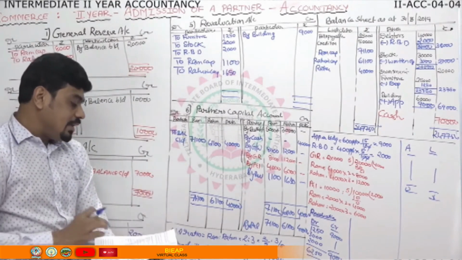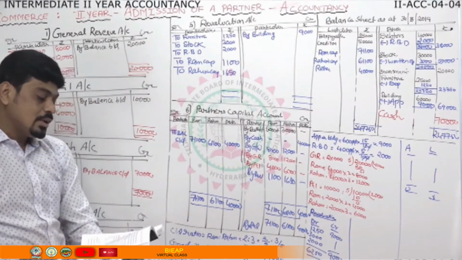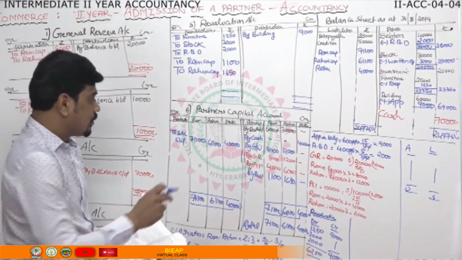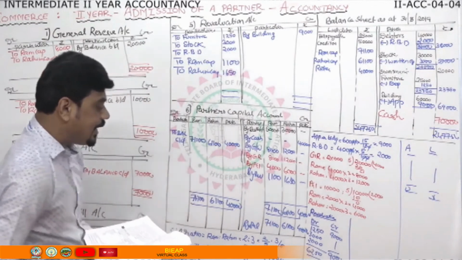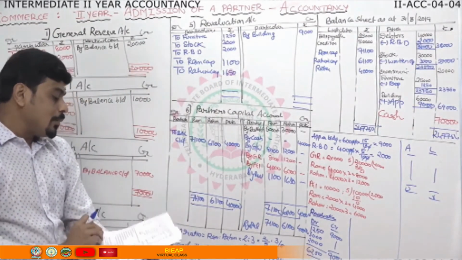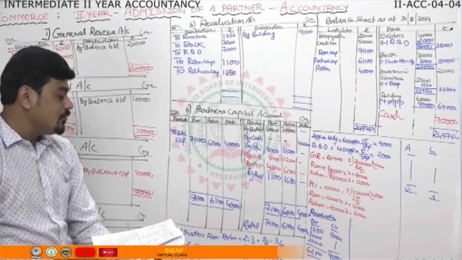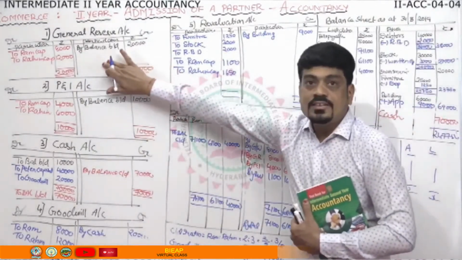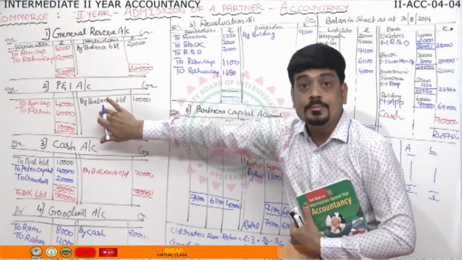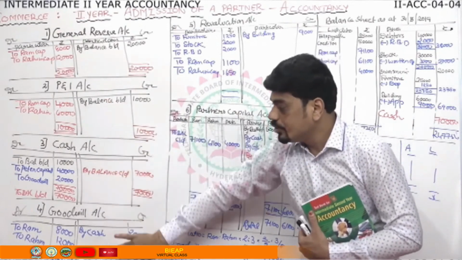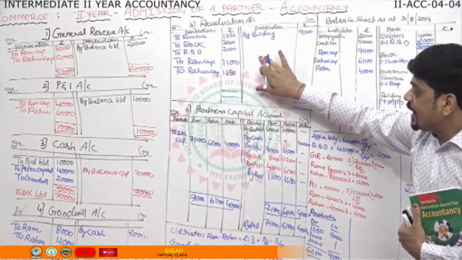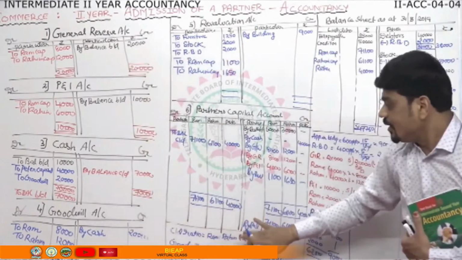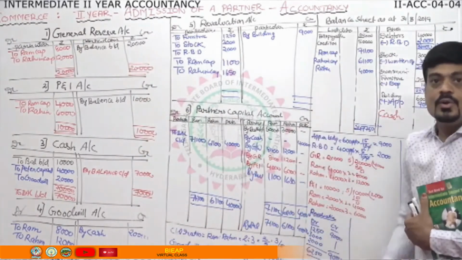And similarly, dear, based on the same pattern, you have different problems, problem number 2, problem number 4 and all, which you can do as your revision following this pattern. General reserve account, profit and loss account, which may or may not come, cash account, goodwill account, then your revaluation account, then your partners' capital account. Follow this sequence always. Then your balance sheet and all your working notes.